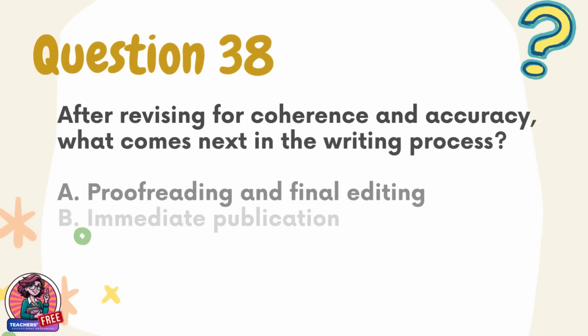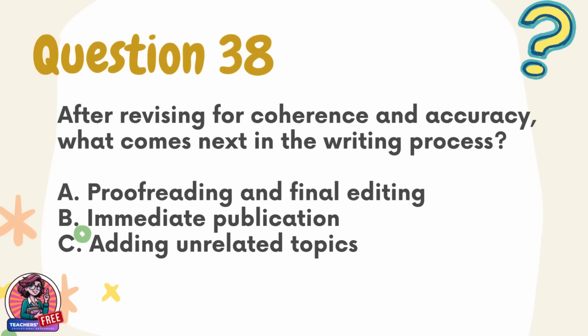Question 38. After revising for coherence and accuracy, what comes next in the writing process? A. Proofreading and final editing. B. Immediate publication. C. Adding unrelated topics.